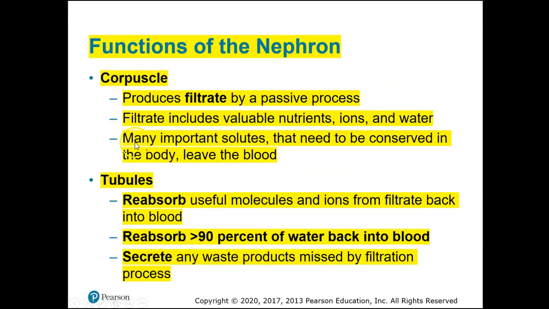So functions of the nephron: the renal corpuscle produces filtrate by filtration. The tubules, the PCT, function mainly in reabsorption, reabsorbing useful molecules like glucose and amino acids and some ions back into the blood. Greater than 90% of the water that was filtered out is reabsorbed back into the blood. And then at the level of the DCT, certain things are secreted from the blood back into the urine.